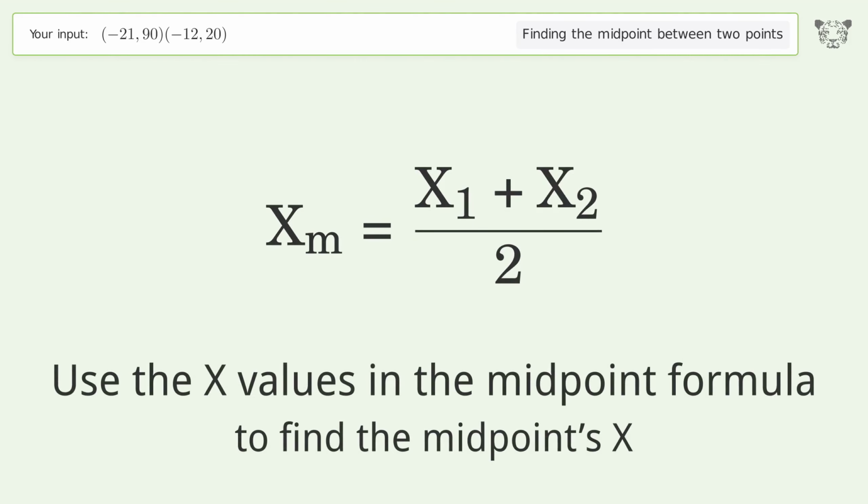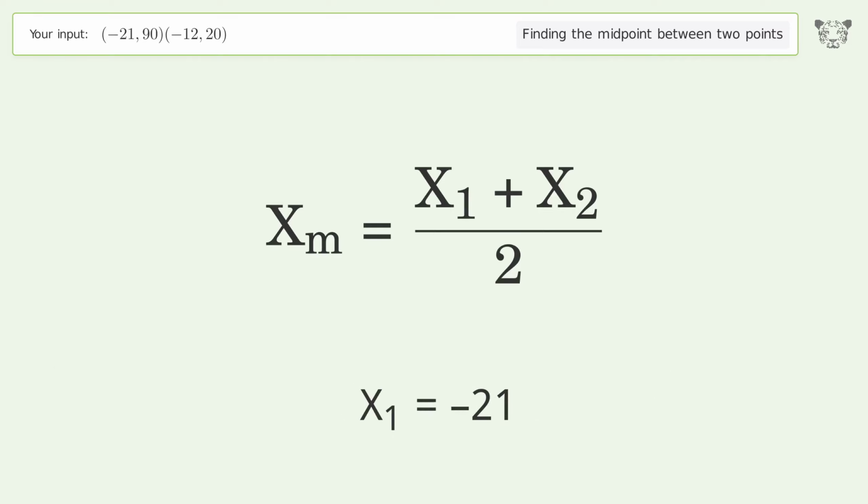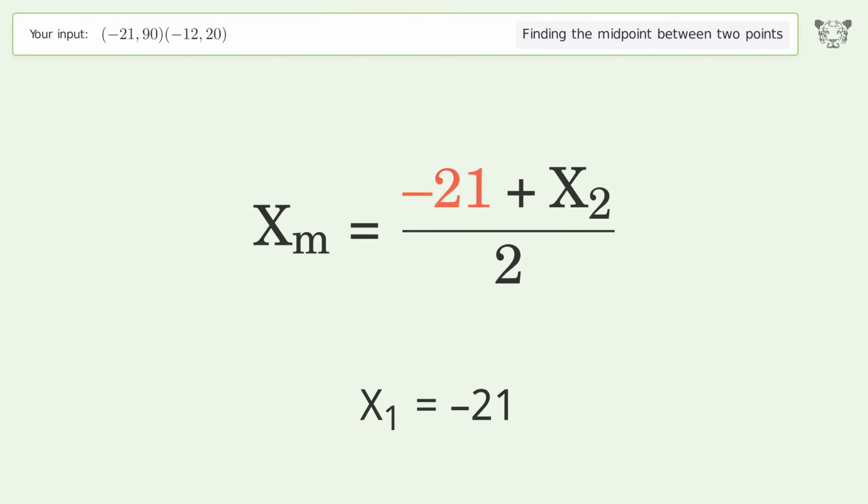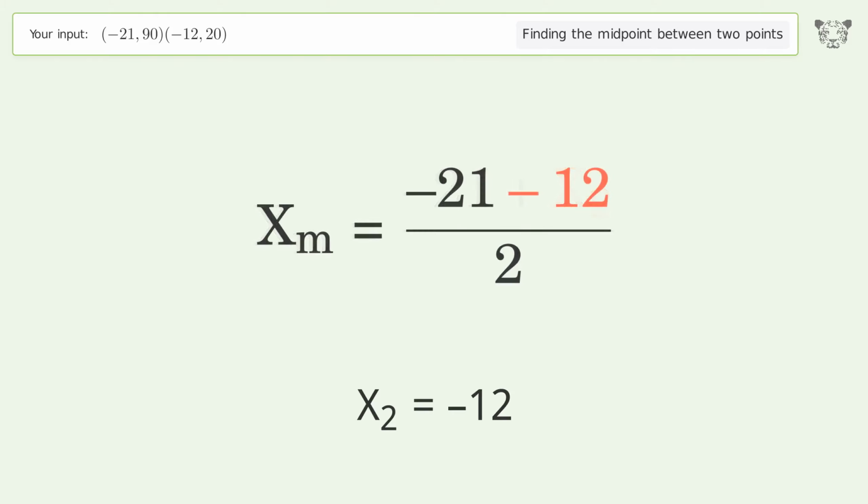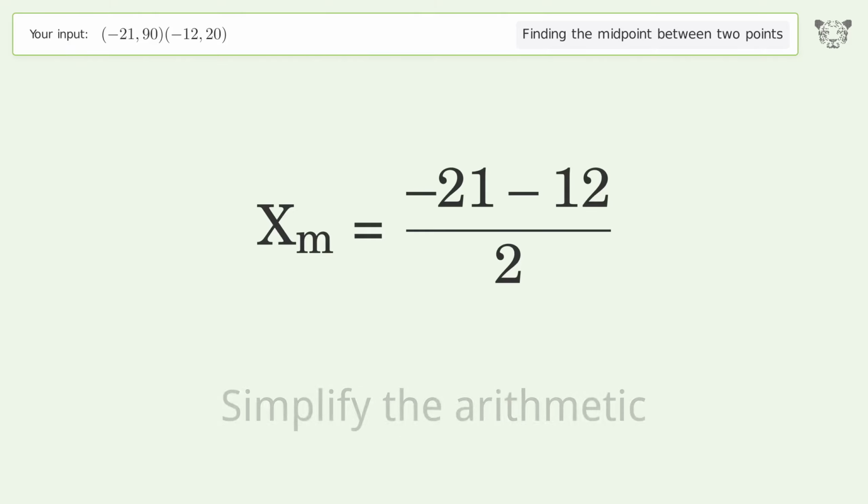Use the x values in the midpoint formula to find the midpoint's x. x1 equals negative 21. x2 equals negative 12. Simplify the arithmetic.